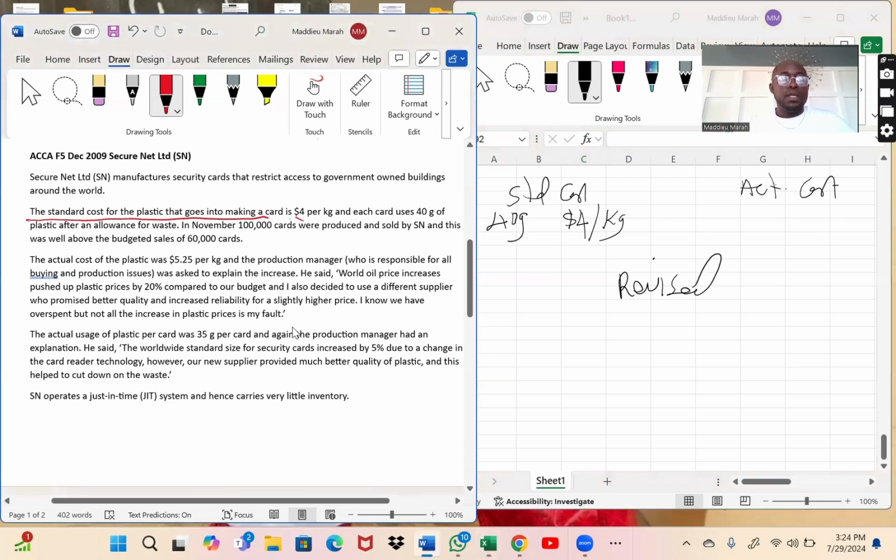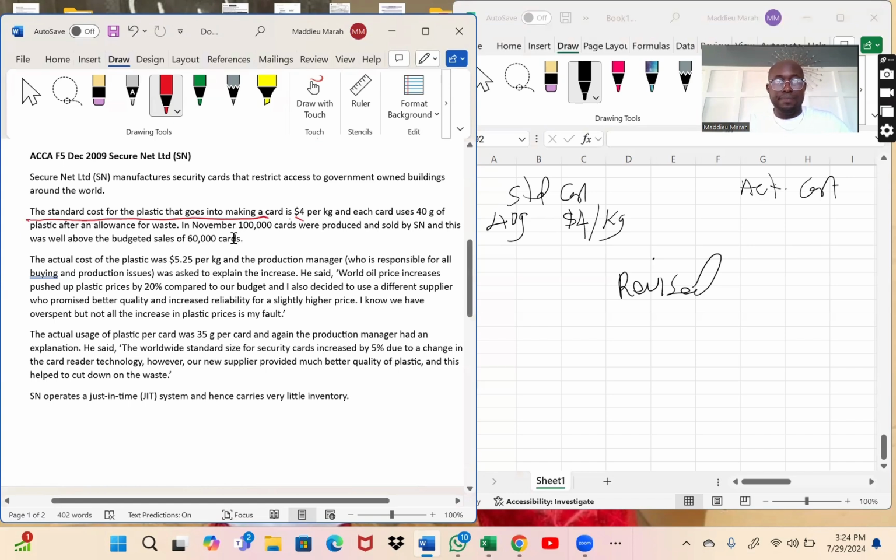40 grams of plastic after an allowance for waste. Of course, we are thinking about which standard? Either attainable standard or current standard. We have an allowance for waste.